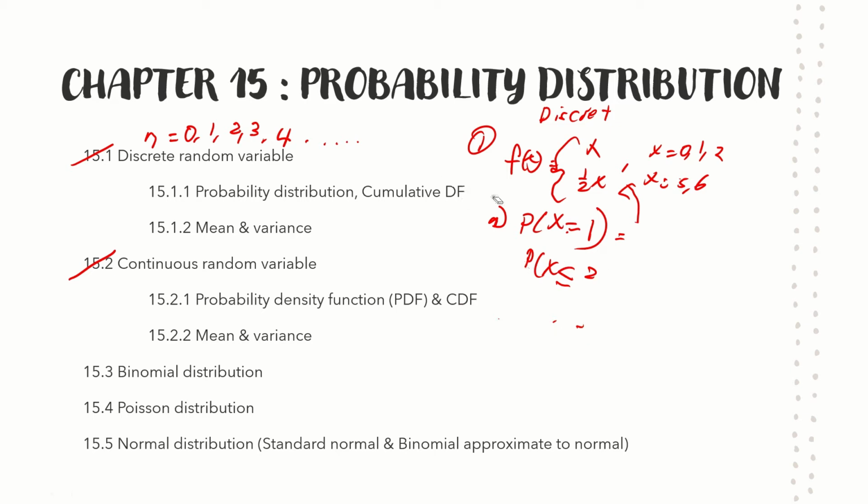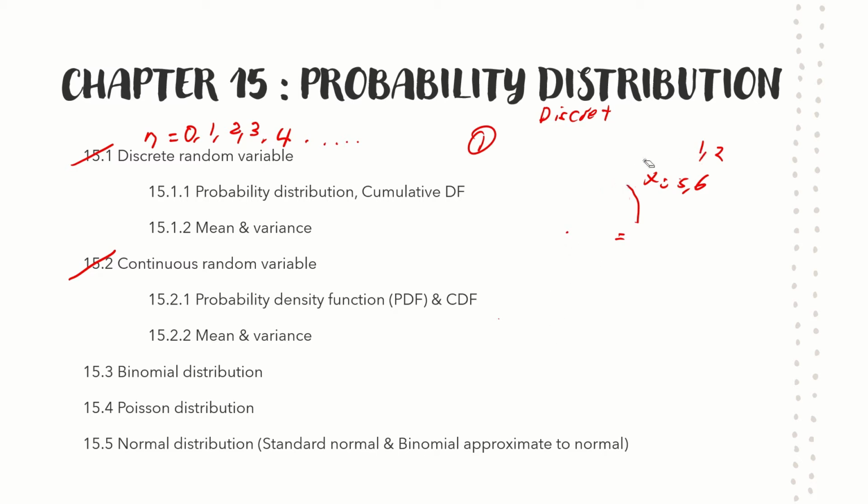Okay, this is the discrete, and also the same pattern of questions will come out in continuous, but just that it is the continuous random variable. It will also give the piecewise function if the question is direct.